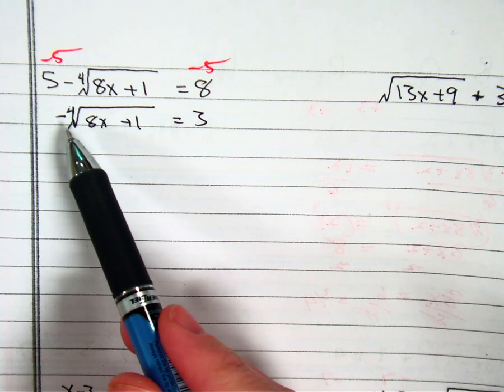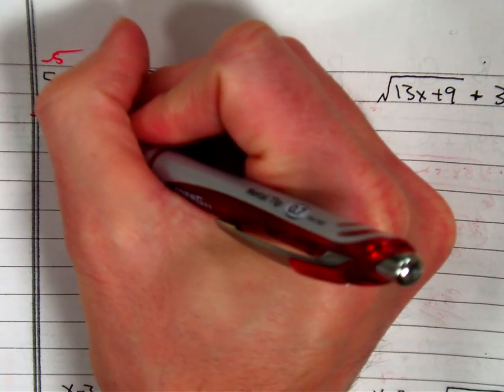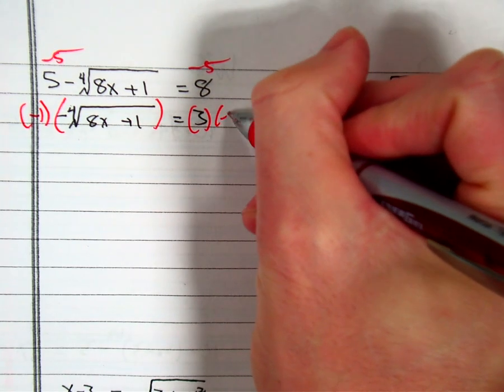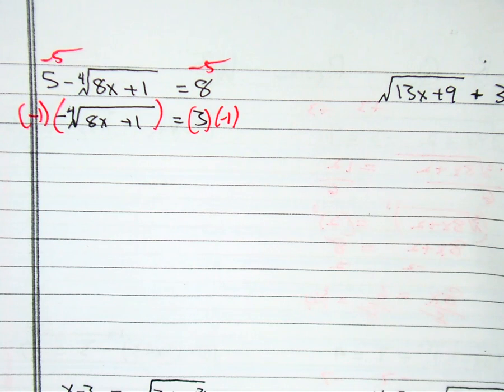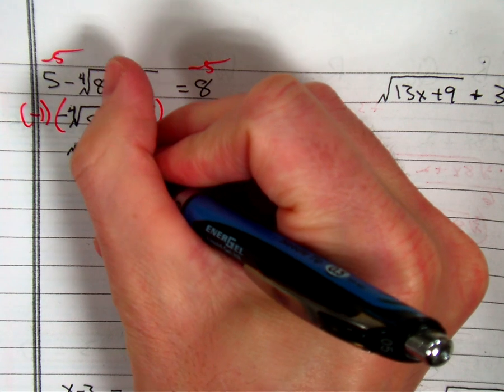So to get rid of a negative, you have to multiply both sides by -1 or divide both sides by -1. Negative times a negative will give me a positive fourth root.